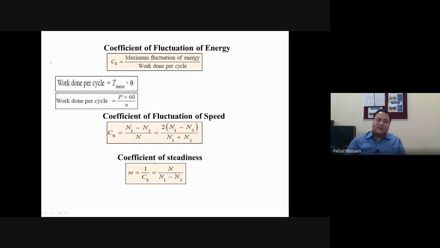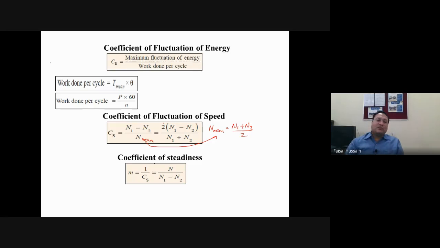So what is work done per cycle? It is the product of T mean into crank angle. Okay. Then what is coefficient of fluctuation of speed? It is the ratio of difference in speed to the mean speed. Here N is your mean speed. Mean means maximum plus minimum divided by 2. So here, instead of N mean, I have substituted (N1 plus N2) by 2, and the 2 is shifted to the numerator. So the CS is 2(N1 minus N2) divided by (N1 plus N2).